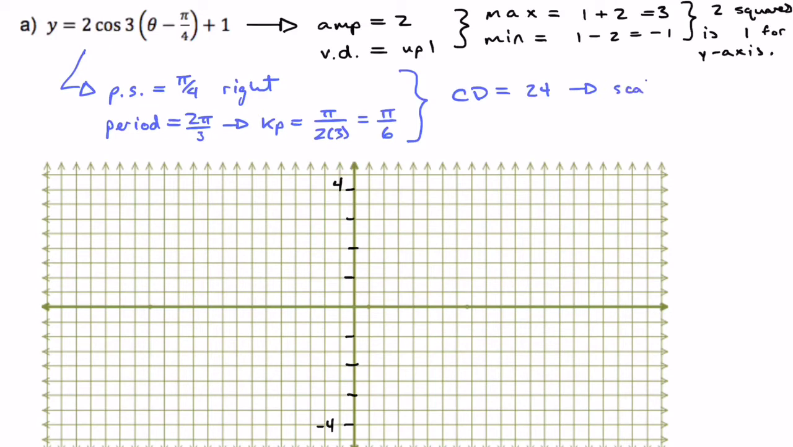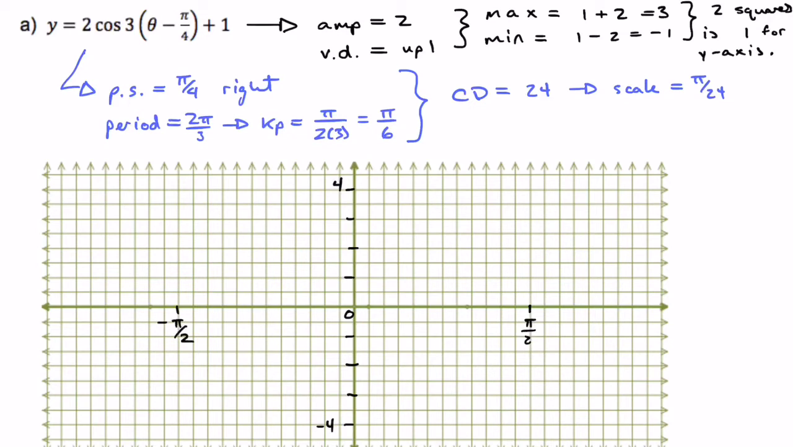So the common denominator for π/4 and π/6 is 24. So I'm going to use a scale of π/24. The problem with a scale of π/24 is you need 24 squares just to get to π. So instead, I know that half of that is 12 squares. So I'm just going to label π/2 and negative π/2. So I know it's just 12 squares to the right is π/2, and 12 squares to the left is negative π/2.